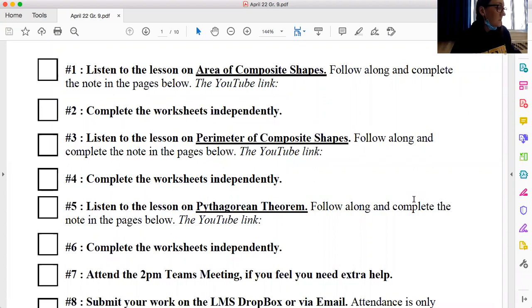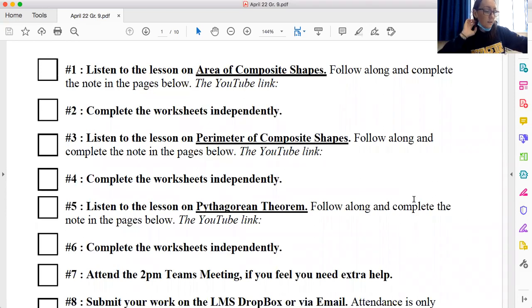So yesterday you guys looked at the diagnostic for the composite shapes, so how to cut up shapes so you can find the area or the perimeter of those. So again, use your formula sheet that I gave you guys. It's super handy. You might as well use it. It's there for you. And it will help you along quite a ways.